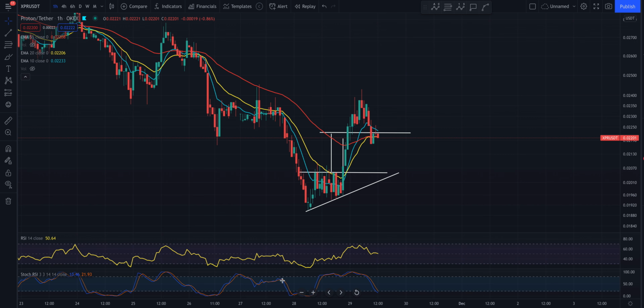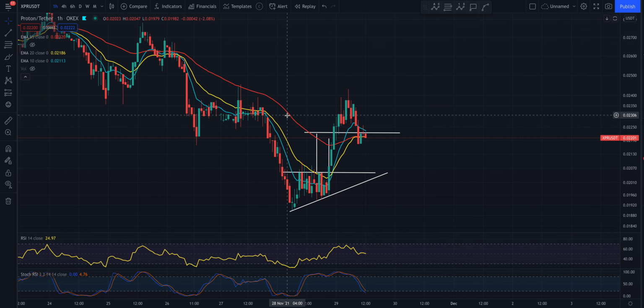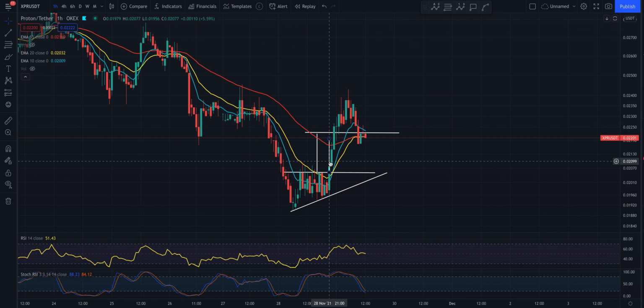Back on the ball now, and today I'm getting into XPR against USDT. This is on the 1 hour time frame, because Bitcoin's been picking up a little bit, and you've seen a lot of coins also start to show bullish signals, and I just wanted to show you a little bit of a zoomed in perspective of XPR.